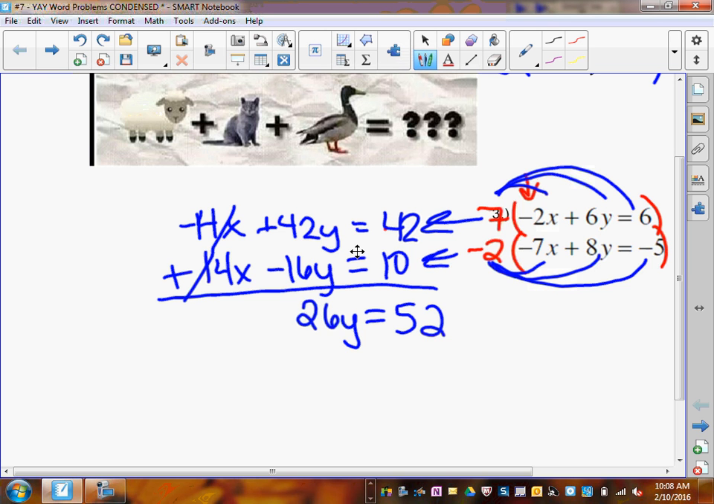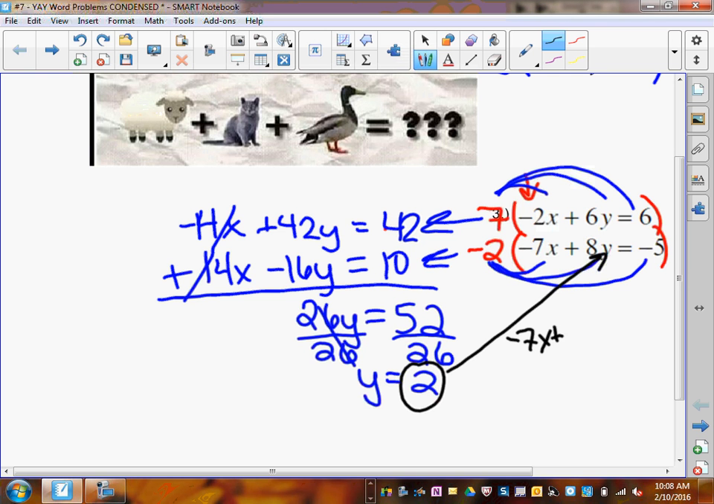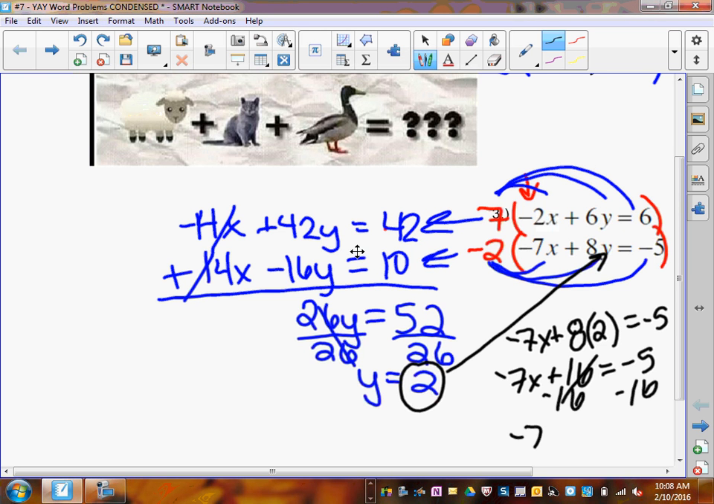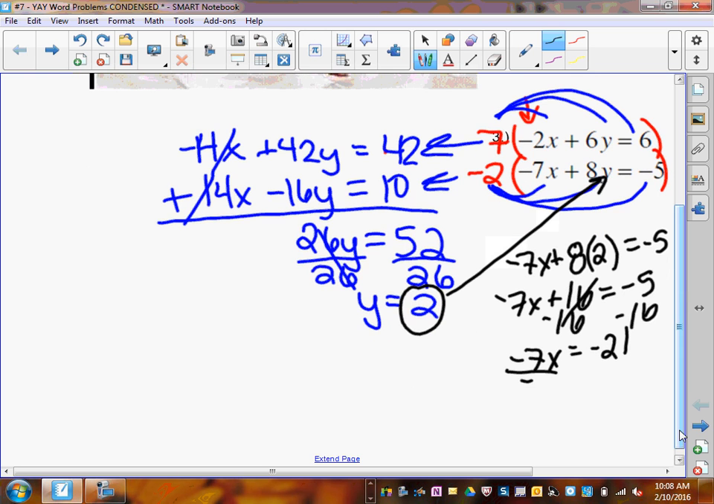Okay. So then divide by 26. And what's 52 divided by 26? 2. Good. Okay, so now that I know y is 2, what do I do? Put this in for y in my other equation. So negative 7x plus 8 times y, which is 2, equals negative 5. We solve for x. Subtract my 16. Negative 7x equals negative 21. Divide by negative 7. And what do we get for x?